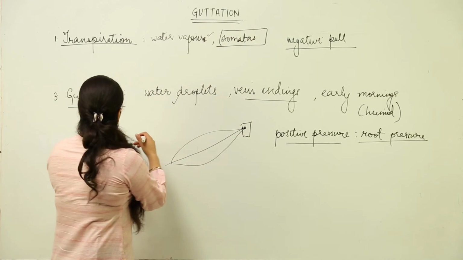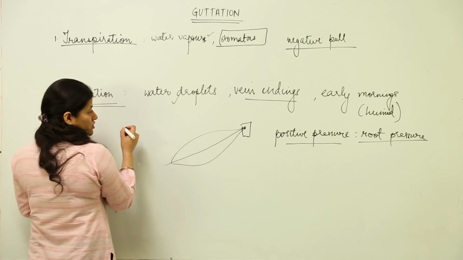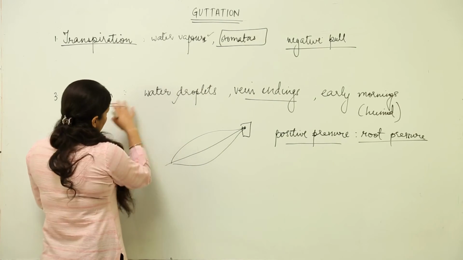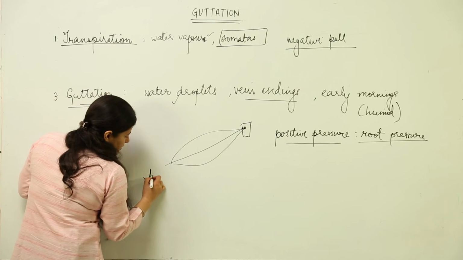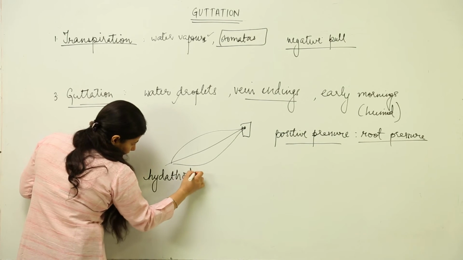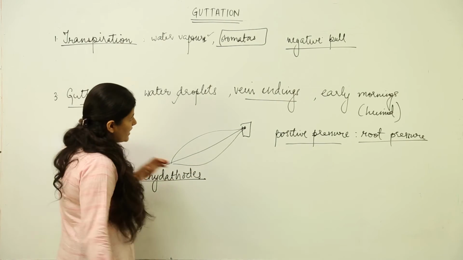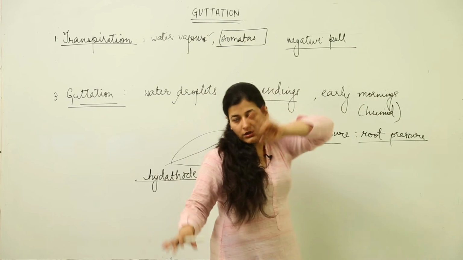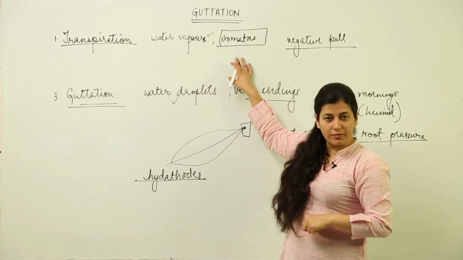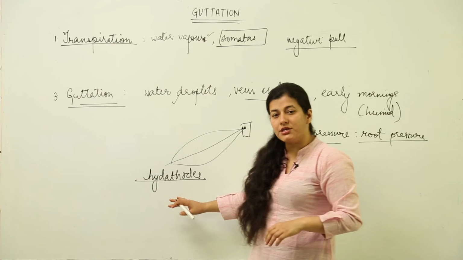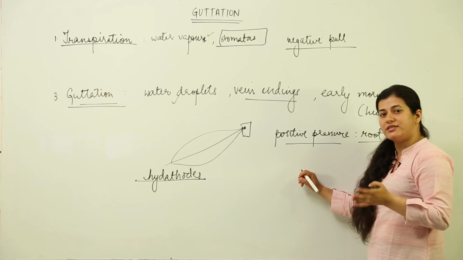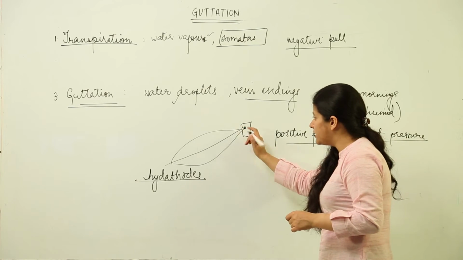Over here, in the case of guttation, the pore that is responsible for exudation of the water droplet is known as hydatoid. So we have hydatoids, as in the case of stomata. We have hydatoids in case of guttation, okay? While transpiration has stomata, guttation has hydatoids. Now these hydatoids are nothing but the arrangements of the cells at these points in a leaf.